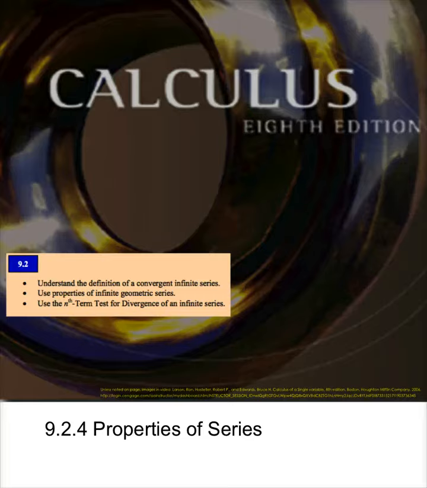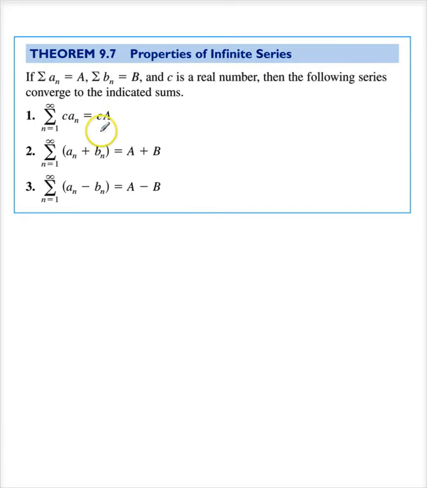Let's look at some properties of series. These should be getting fairly familiar to you. Suppose I have the sum of a sub n is equal to A, and the sum of b sub n is equal to B, and c is any real number. Then if I multiply each term of the sum of a sub n by a constant, that's simply the constant times the sum. If I add two infinite series, then that sum is the sum of their sums.